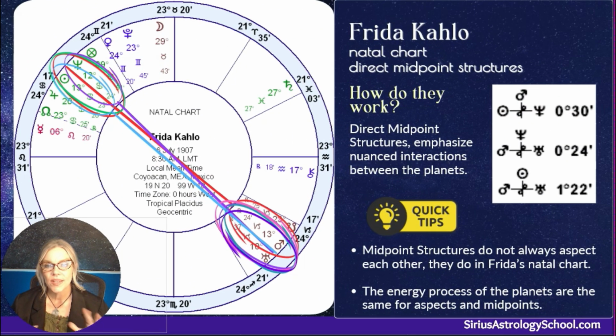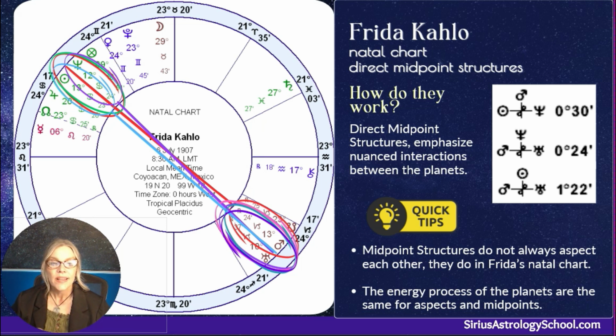So how do the direct midpoint structures work? They emphasize nuanced interactions between the planets that they're connecting with in the vibration that they're with. So because this is an aspect pattern in Frida's natal chart, it's further emphasized by it also being a midpoint structure. Midpoint structures are not always aspects as well. So Frida got it twice here with the midpoint structures and the aspects as well, the circuit that we identified. So some of the tips that I want to share with you here is that midpoint structures don't always aspect each other, but they do in Frida's chart.